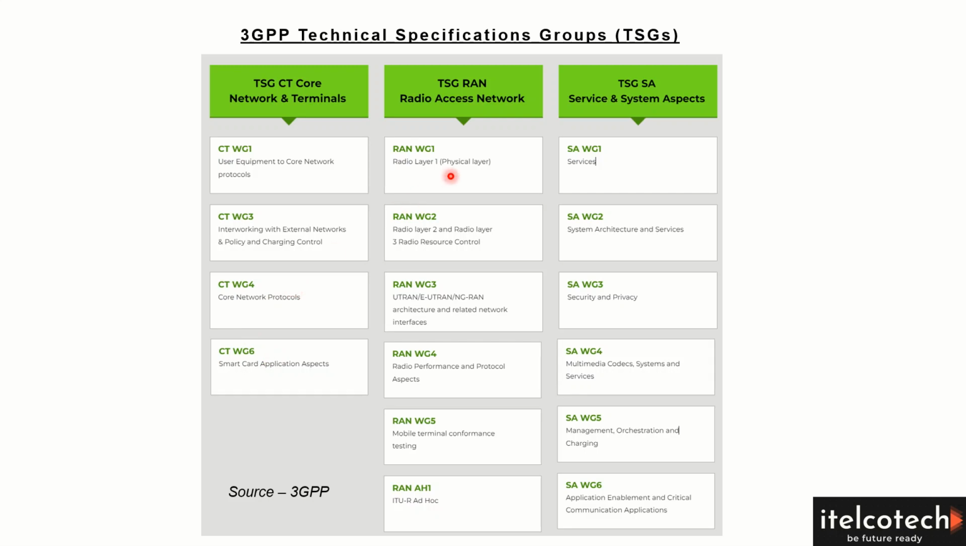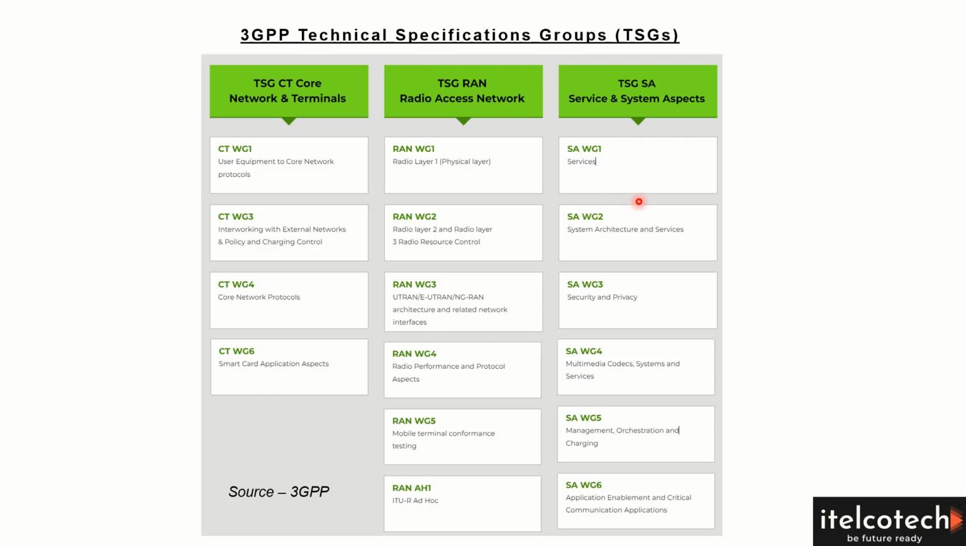In the case of the radio access network, there is working group 1, which is primarily working on the PHY layer, which is the physical layer. Then there is working group 2, working on layer 2 and layer 3 protocols. We'll also see how the interworking happens among the different technologies in the radio access network, which is done by WG3, and what performance is to be delivered, which will be defined by WG4. There are also different tests which need to be done before launching any new technology. That conformance testing is done by WG5.